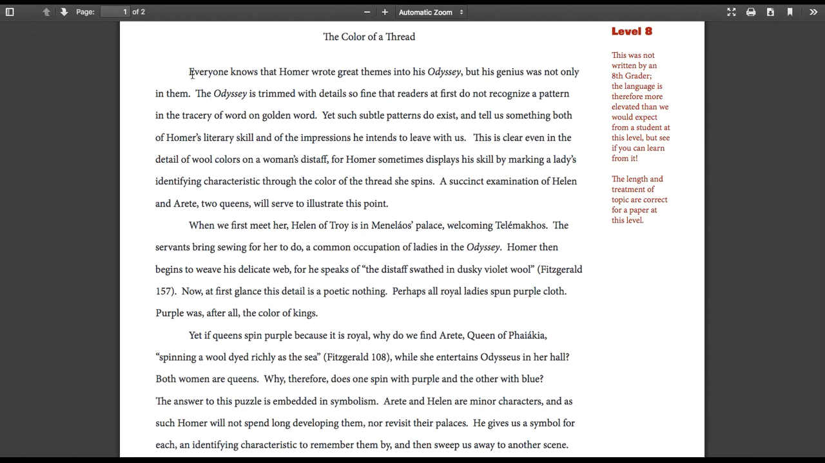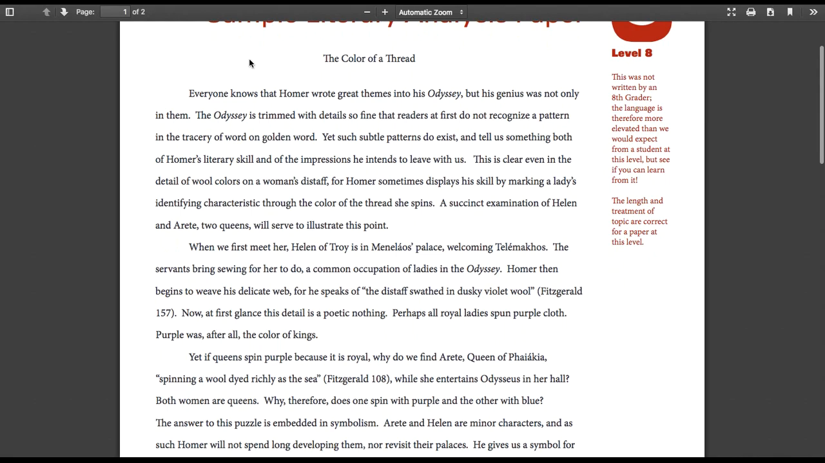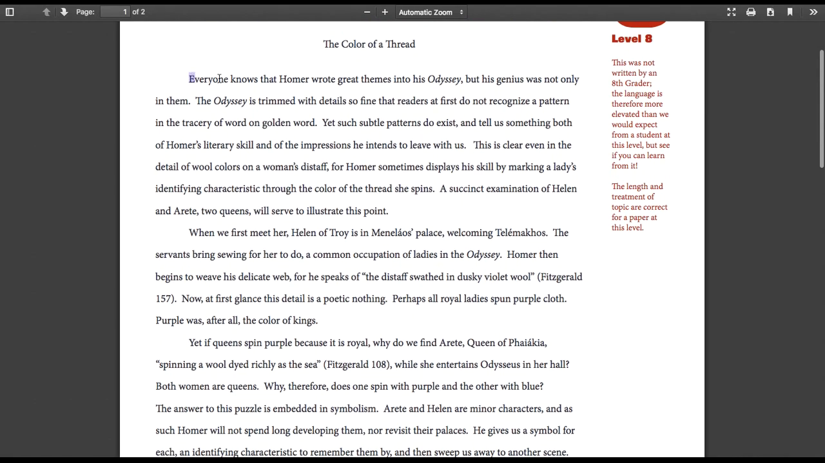So the author of this essay has a title and starts with a good hook. So everyone knows that Homer wrote great themes in his Odyssey, but his genius was not only in them. So everyone knows, this is a really good hook because it includes the reader. It's a way to include the reader. So your reader could be like, yes, I do know that. Or they might say, no, I don't know that. So you're kind of signaling who your audience is. In this case, the audience are people who know who Homer is already.